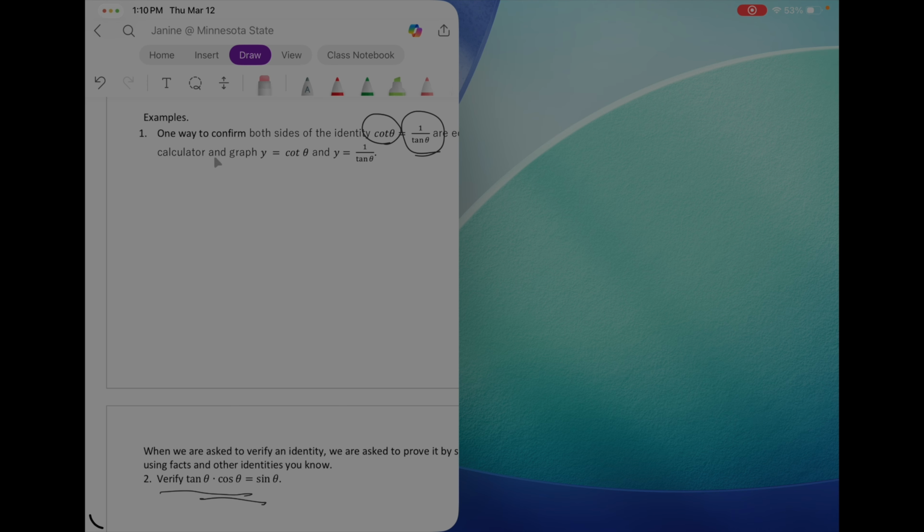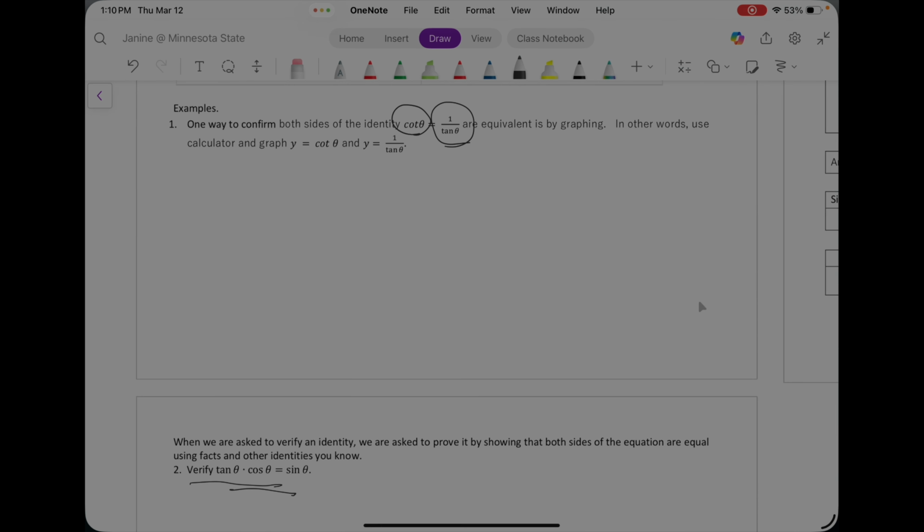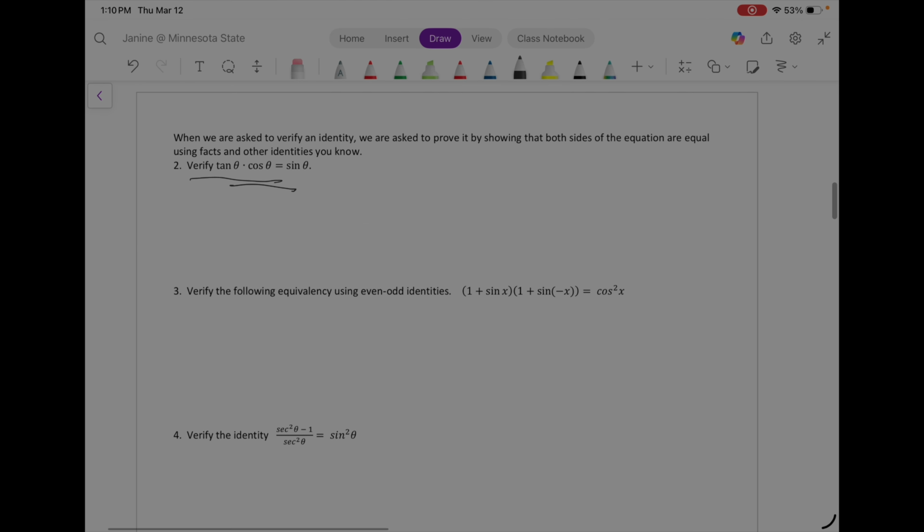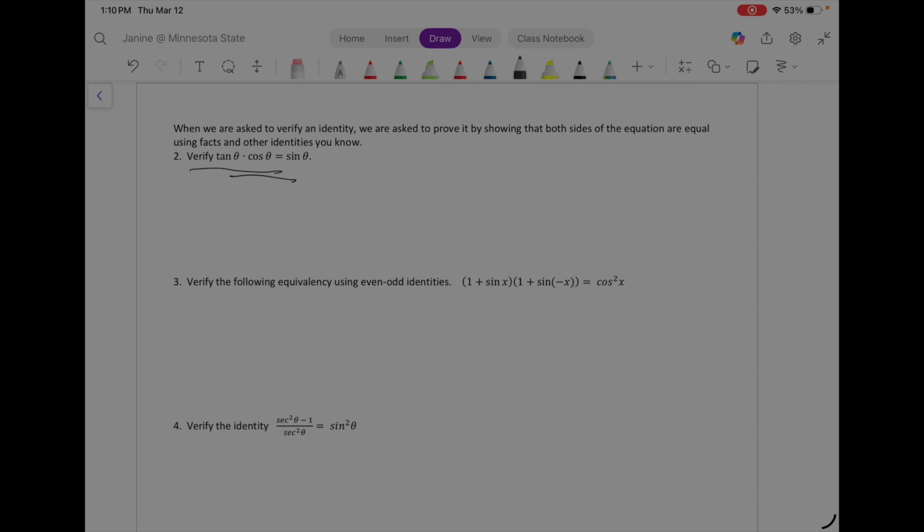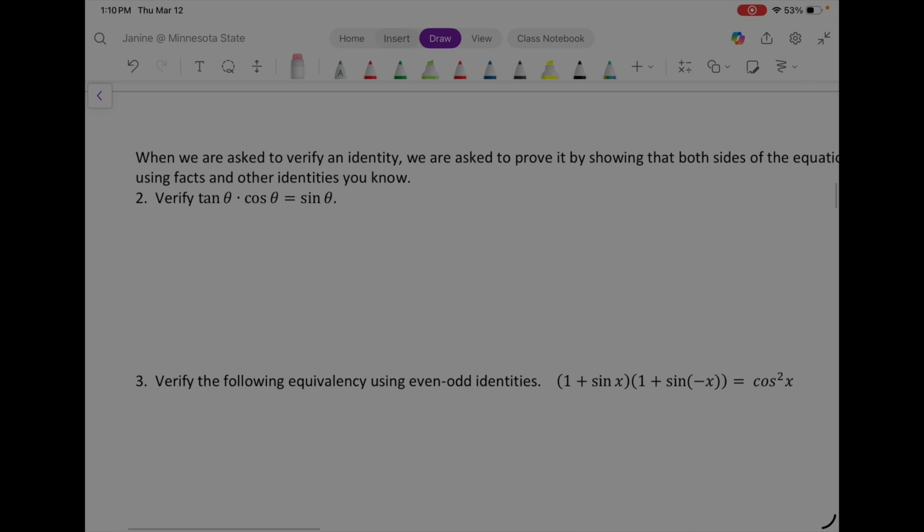And we're going to continue to look at how we show it mathematically when two things are equivalent rather than just looking at the graph. So here for this first example, we want to verify that tangent of theta times cosine of theta is equal to sine of theta. Okay, to verify or to prove or to show, it's all asking us the same thing. Manipulate one side of the equation. You can manipulate both. I don't recommend it, but you certainly can. You manipulate until you have the two sides equaling the exact same thing. Here's what I mean by this.